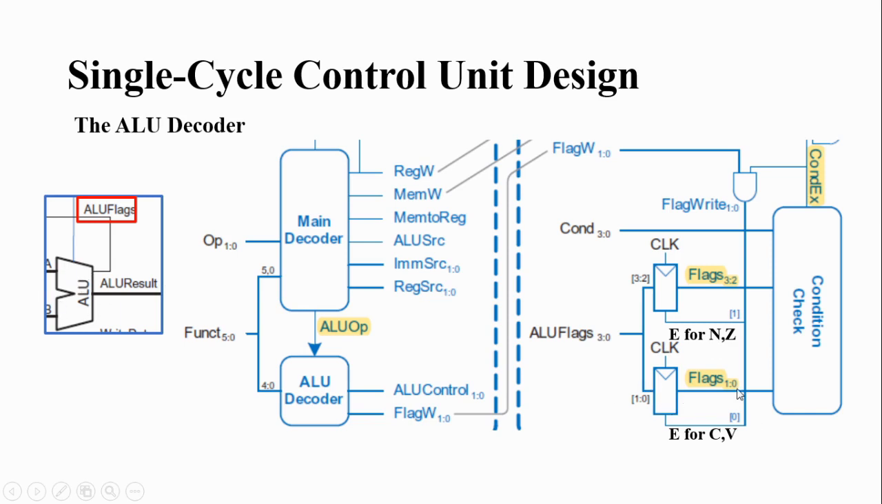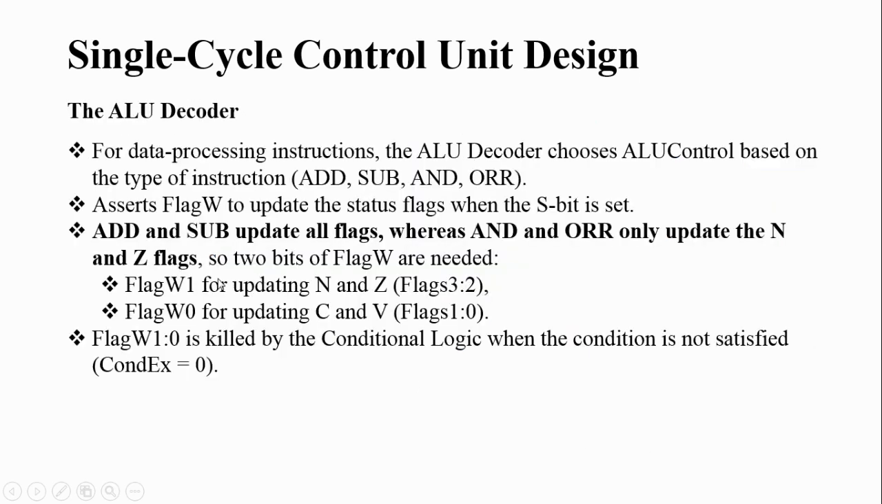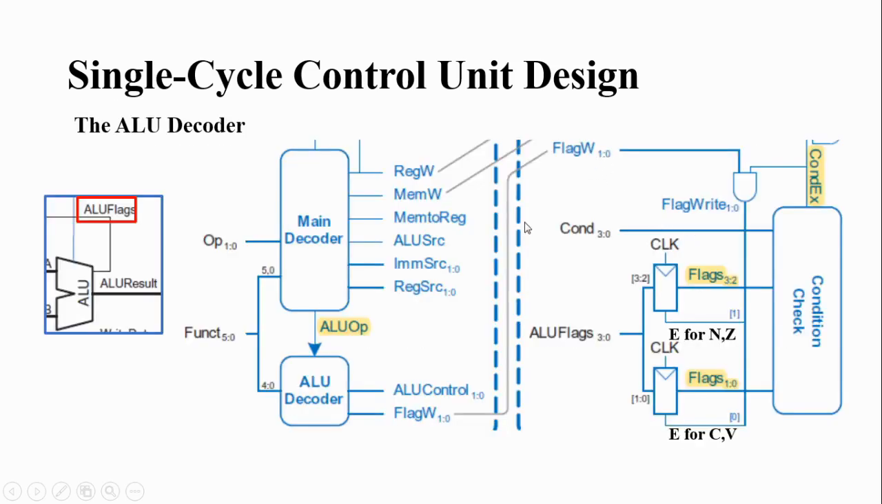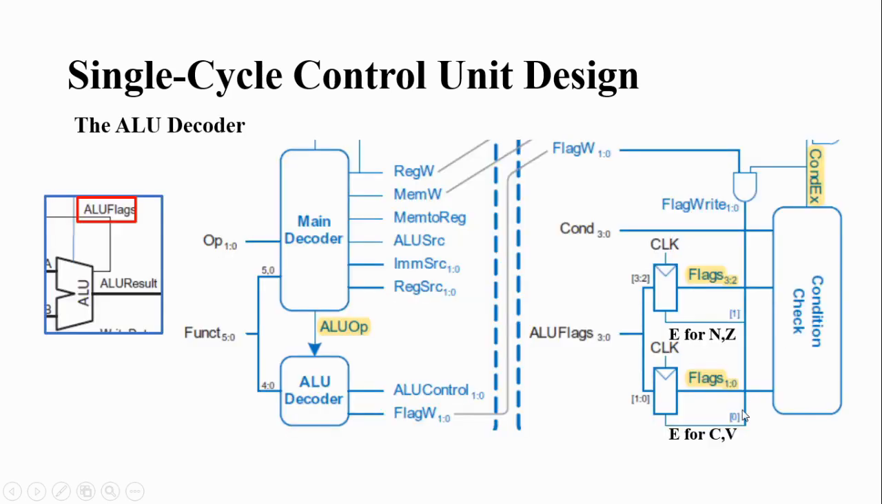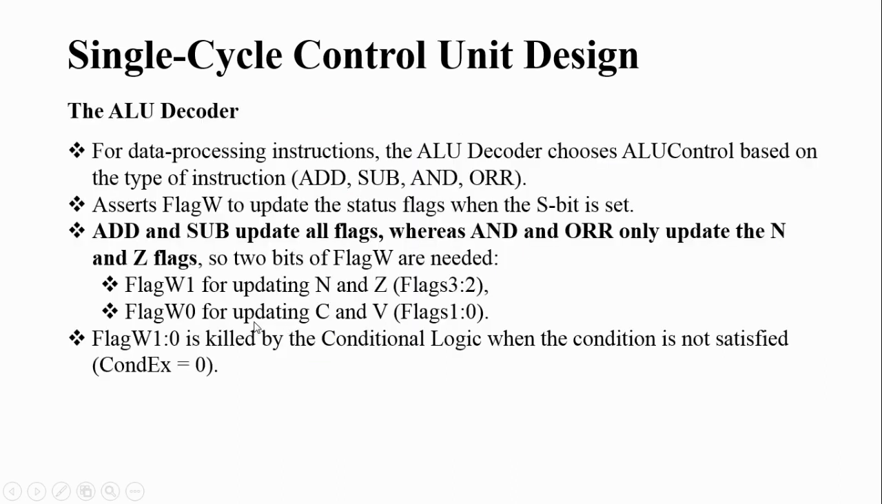And whatever you are writing here will not be reflected here. Why? Because this enable is 0. So you need to keep in mind, if you are using add and sub, all the flags will be reflected. So both the bits will be set. Flag bit 0 and 1 will be set. For logical operation AND or OR, only the first bit will be set, other bit will not be set. So it will be updating only the 2 bits, right?